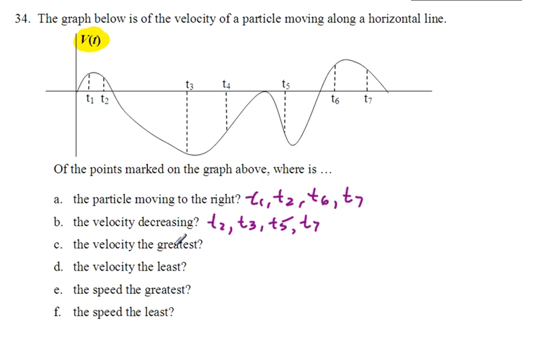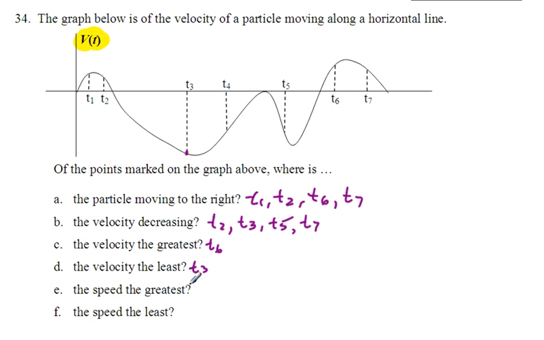Next, we're asked, when is the velocity the greatest? Well, velocity is the greatest for whichever one has the highest y value. If we look at these positive ones, T1, T2, T6 is higher, T7 is lower again. So T6 has the highest velocity of the ones marked. Next, we're asked for the least velocity. So we look at everything below, and we quickly see that T3 is the lowest.